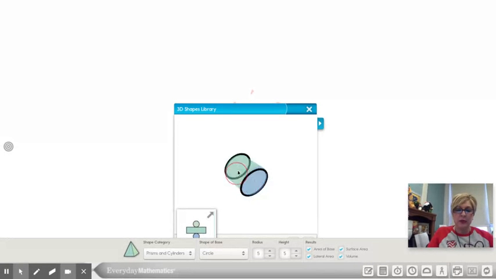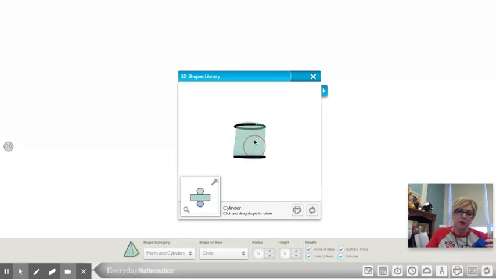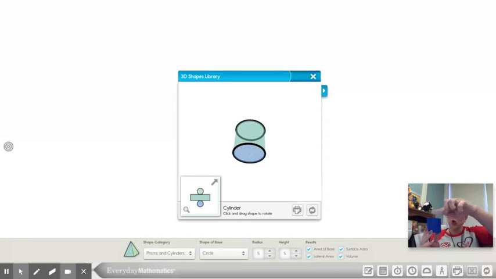Okay. As I rotate it around, you can see the attributes it has. Does it have any faces? Okay. And the answer is yes, it has 2. It has one on the top and one on the bottom. Those are flat surfaces that come together.